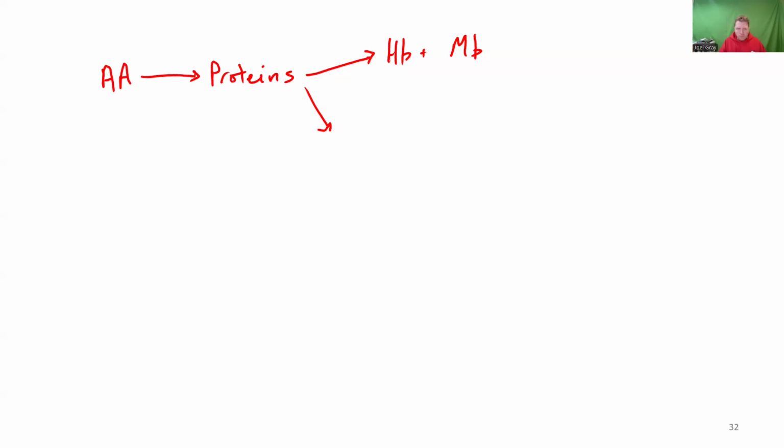Now, in addition to that, we talked about enzymes. What makes an enzyme different from something like hemoglobin or myoglobin? One of the big things that makes them different is that enzymes are catalytic by nature, meaning that they will bind to something and then change it. They'll bind to this coffee cup and they'll open it, just as an example.